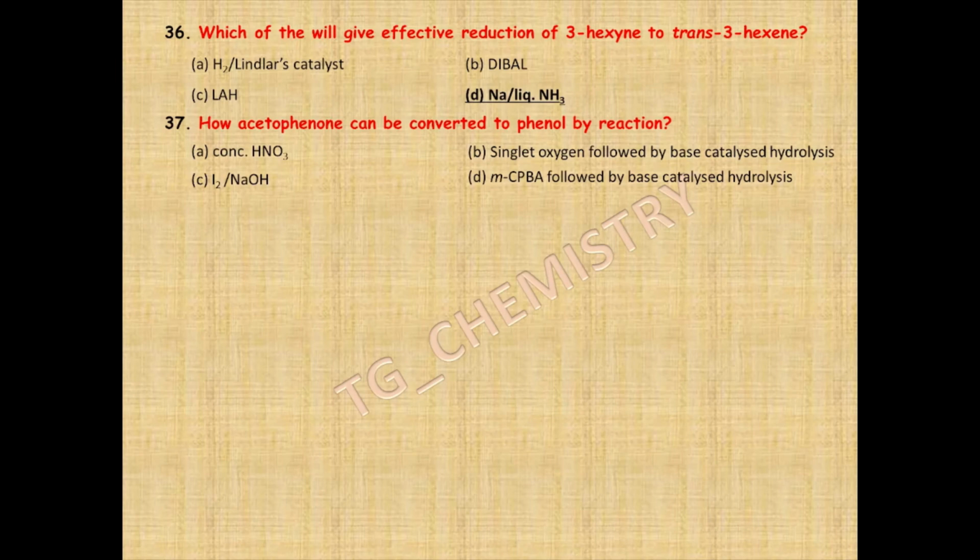How can acetophenone be converted to phenol by reaction? So acetophenone has the structure C6H5COCH3, and from there you need to prepare C6H5OH. So here the right answer should be option D, that is metachloroperbenzoic acid followed by base catalyzed hydrolysis. If we impart this reaction condition on acetophenone, it will end up generating phenol. So option D is the right answer.